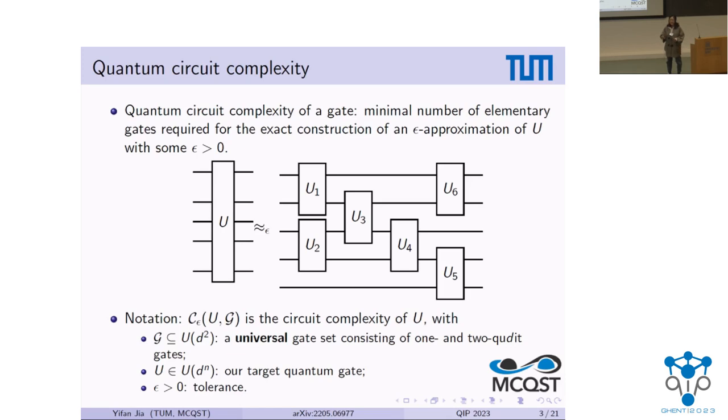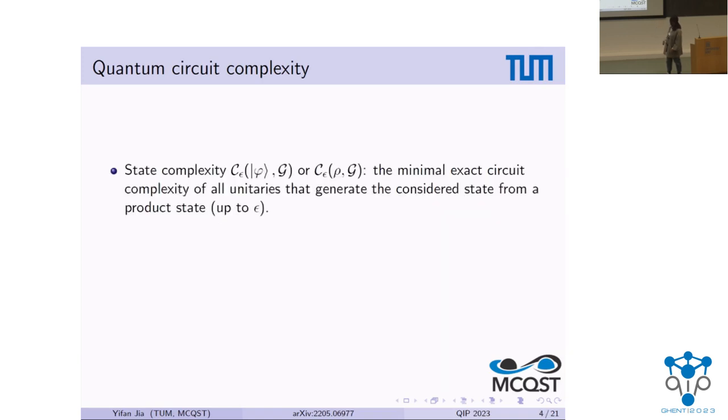First, let's start with something that most of you already know very well, namely complexity. Normally, we use complexity to quantify how much resource you need to do some computation. Here, we define the complexity of a gate by the minimal number of elementary gates that you need to build up an epsilon approximation to the target gate. We write this as C epsilon U G, where G is some universal gate library containing only one or two qubit gates. You can also think of qudit gates, in a generalized version. C refers to complexity, epsilon to tolerance, and U is the target n-partite unitary.